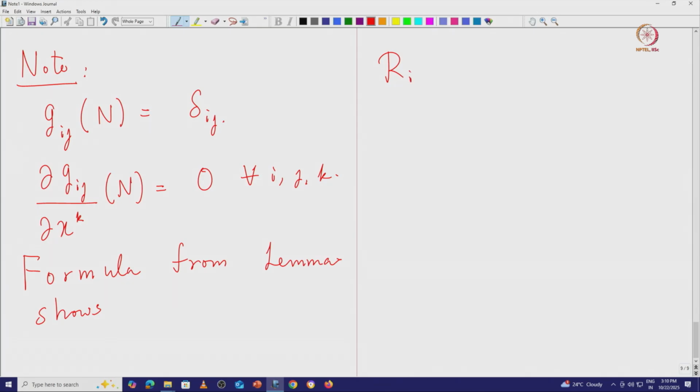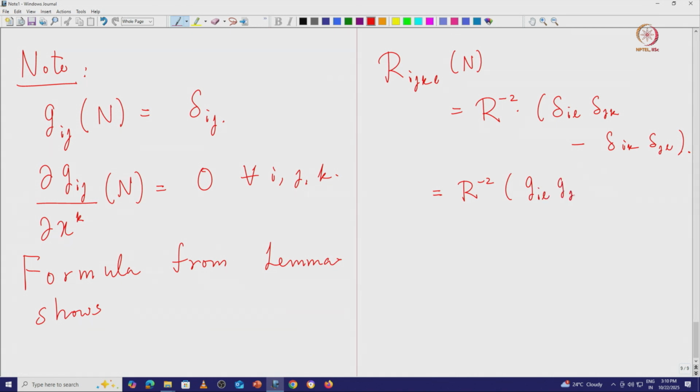It shows that Rijkl at the north pole is given precisely by r to the minus 2 times delta IL delta JK minus delta IK delta JL. Okay, but at the north pole this is the same as the formula we want.